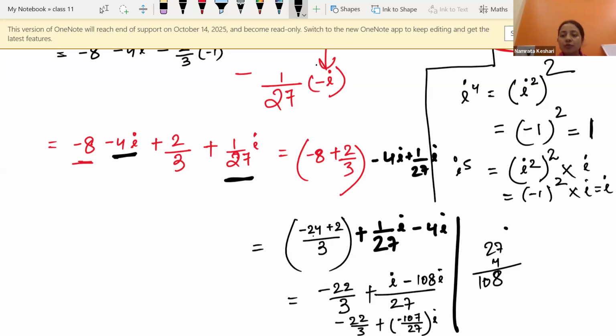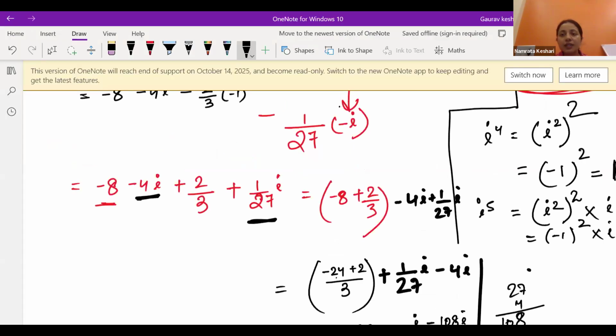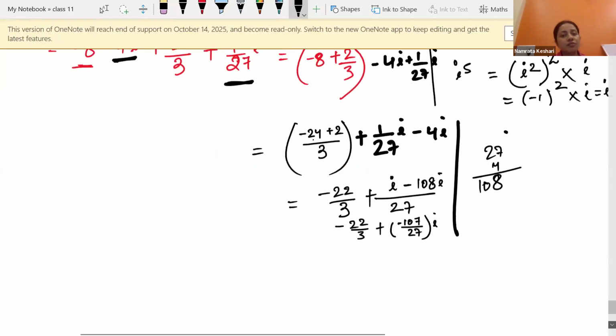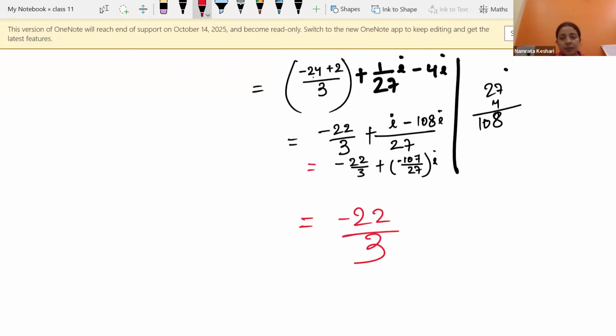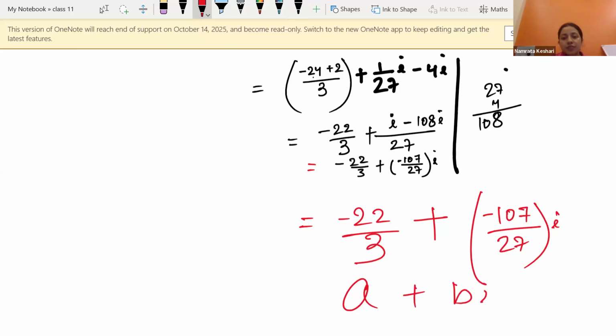We have already written it in a plus bi format. Our a can be anything, our b can be anything. That means a can be any number, b can be any number. Fractional also, yes, it can be a fraction also. A and b can be any real number. You can see our answer is this one, minus 22 by 3, this is our a, plus b into i.